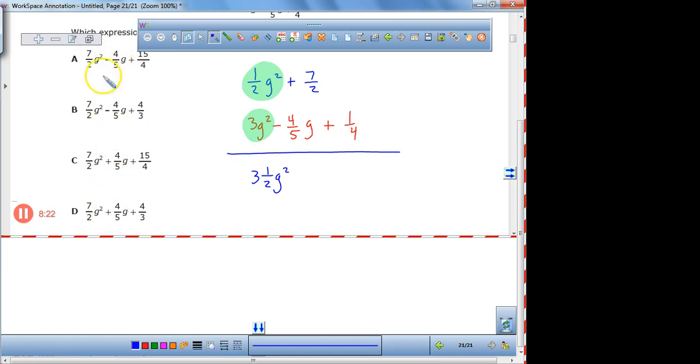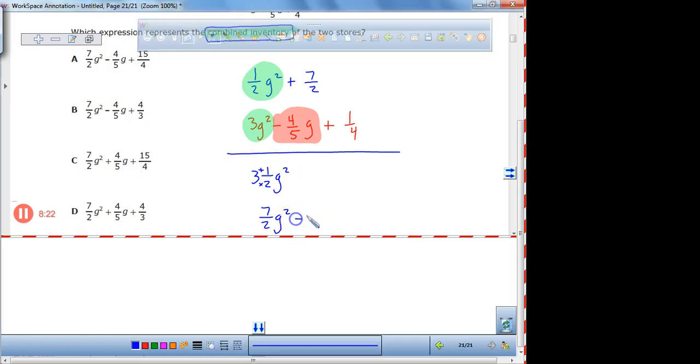But you'll notice none of these answers have what? 3 and a half. So we got to make this into an improper fraction. Okay? So how do you do that? Go back to elementary school, we multiply those together, and we add this together. 3 times 2 is 6 plus 1 is 7. There we go. Now, let's look at the G's here. See any other G's in that equation? I don't see any other G's, do I? So what do? Just bring it down.